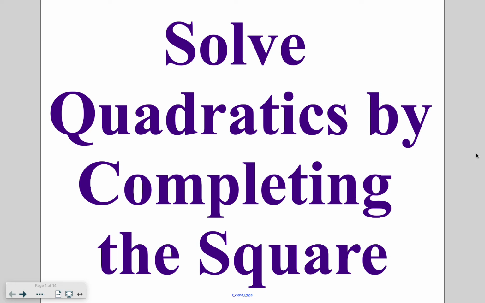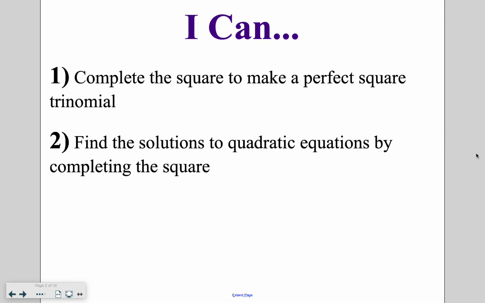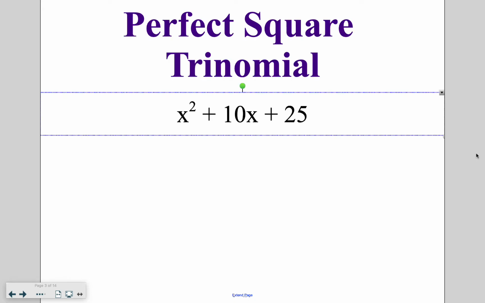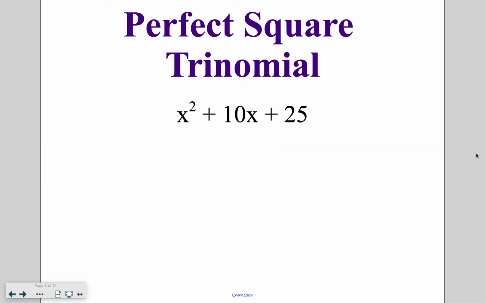Hello class, and welcome to today's algebra lesson, which is about solving quadratics by completing the square. By the end of the lesson, you will be able to complete the square and then use that method to solve quadratic equations. So what does it mean when we say completing the square?